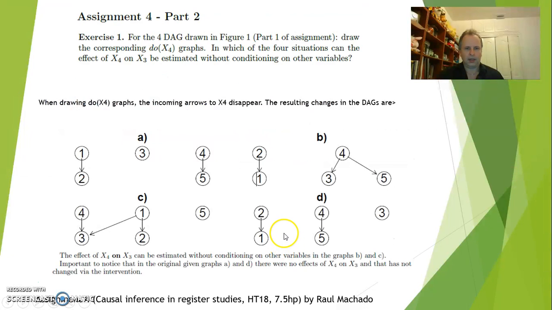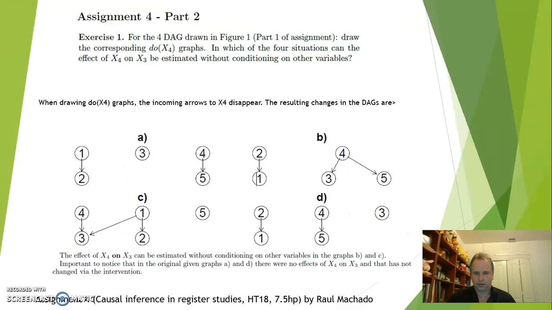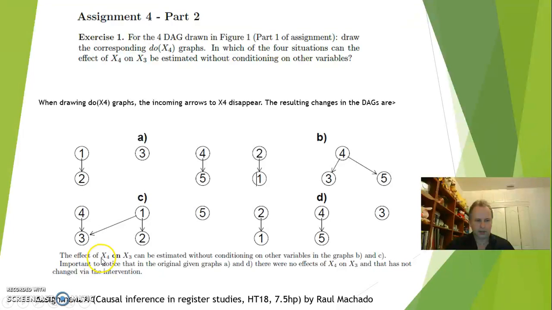Okay. Assignment 4, part 2. Here we were asked, when doing do-calculus for X4, the incoming arrows of X4 disappear. The resulting changes in the DAGs you can see here. So the effect of X4 on X3 can be estimated with a condition on the other variables in graphs B and C.